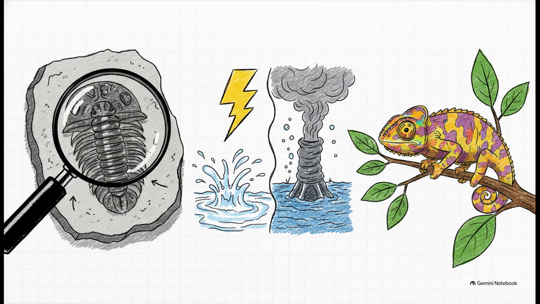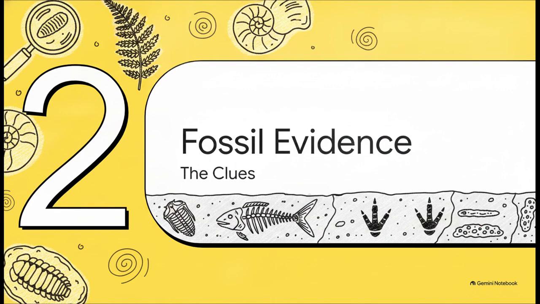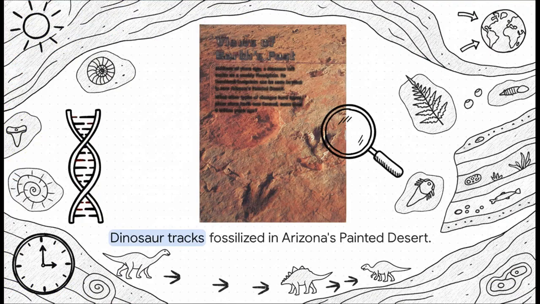Let's get into it. Section 2, Fossil Evidence of Change, the Clues. We're starting our investigation by looking backward, way backward, at the physical evidence left behind by ancient organisms. Just imagine you're standing right here in Arizona's Painted Desert. What you're looking at isn't just a bunch of rocks. It's literally a frozen moment in time. Millions of years ago, a dinosaur walked across a muddy floodplain right in this exact spot and left those tracks.